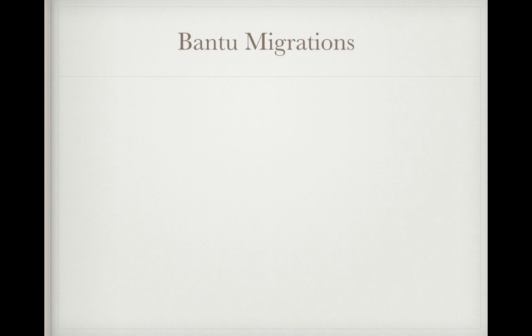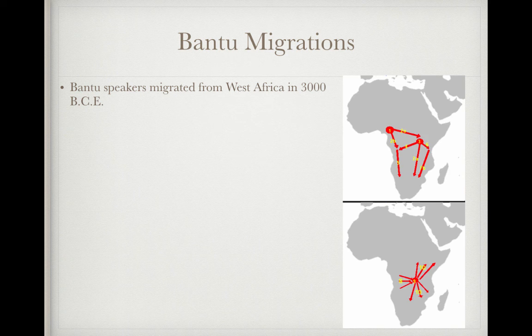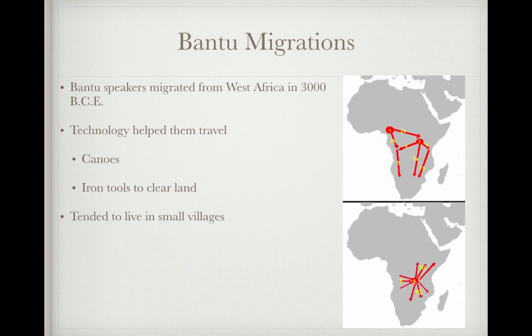Okay, let's talk about the Bantu migrations. They played a very important role in this time period. So Bantu speakers migrated from West Africa in 3000 BCE. So they originated here and kind of spread all over the rest of southern Africa. Technology helped them travel. They had canoes and iron tools to clear land, which made it easier for them to travel. They tended to live in small villages, and they had matrilineal societies, so they traced their family through their mother's side as opposed to the father's side.